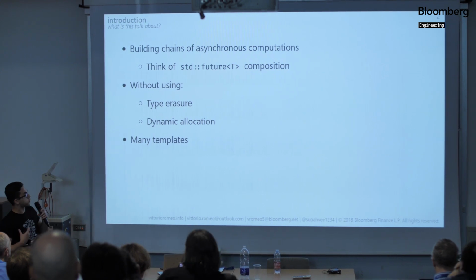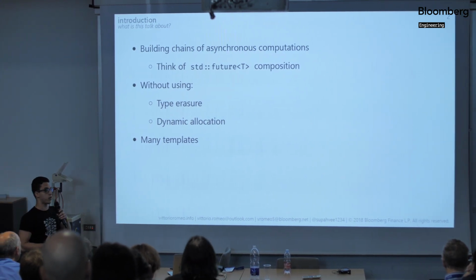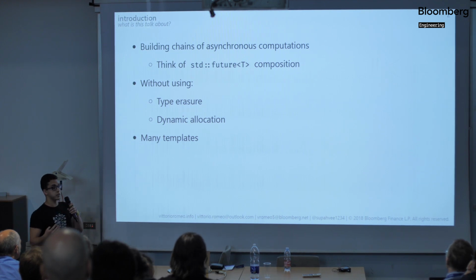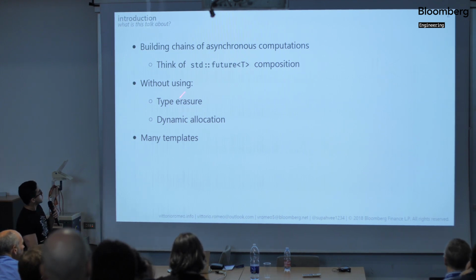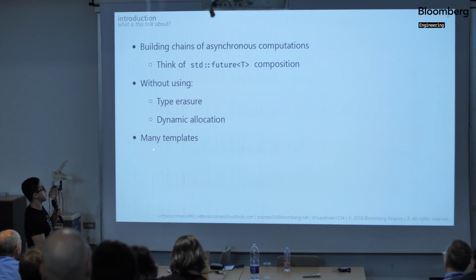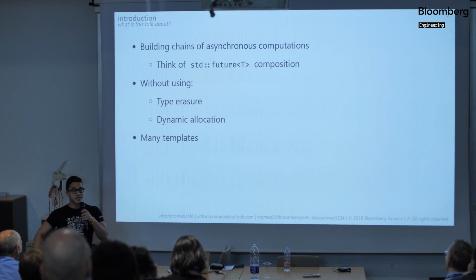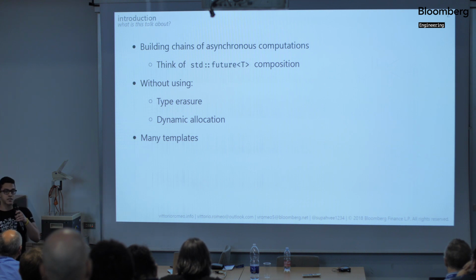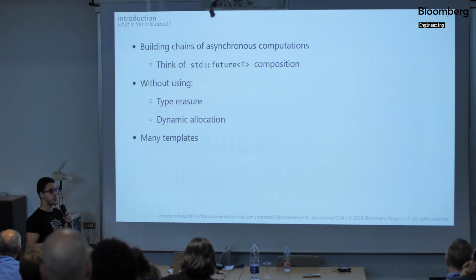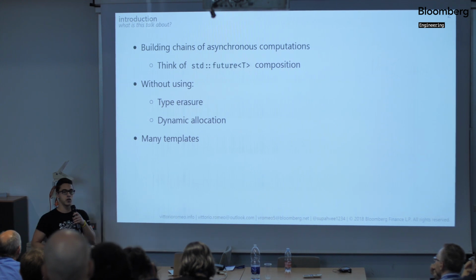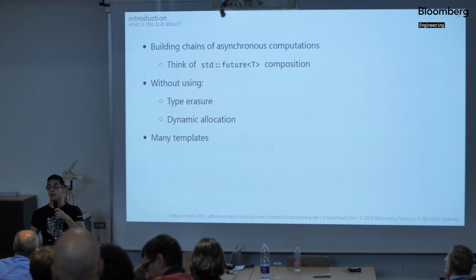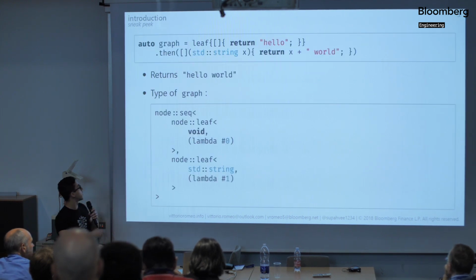If you are familiar with std::future, which I assume you at least know what it is, then imagine composing multiple std::future instances together. And we want to achieve this without type erasure or dynamic allocation, and in order to do that, we will use many templates. So disclaimer, this talk is full of C++17 code and fancy template stuff. I'm not expecting you to understand all the details, but I think it's useful to see a lot of code to understand how you can actually implement this and how it works. I'll try my best to explain, and feel free to stop me at any time and ask questions.